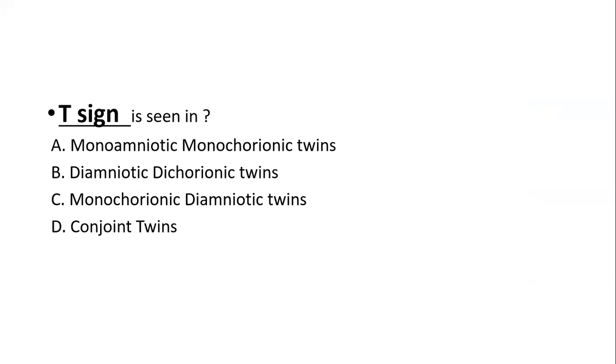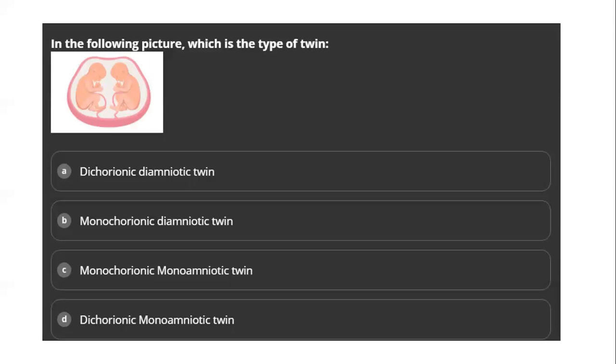T sign is seen in Modi ji, who is so tolerant. Modi ji is so tolerant. He's not giving up his PM seat, right? So Modi. Answer C. Lambda sign, twin peak sign, right? So twin peak sign is seen in Didi, right? Twin peak lambda. So option B, the diamniotic dichorionic.